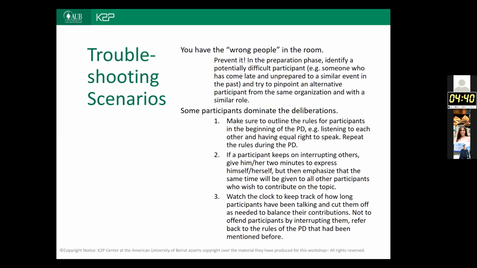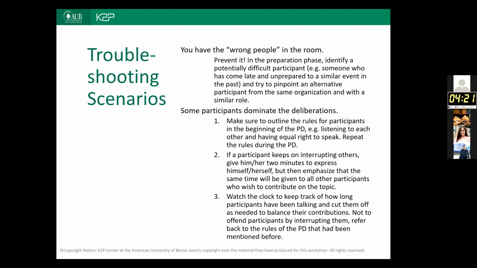Other issues might be that you have the wrong people in the room. Make sure you prevent it by preparing very well ahead of time. Identify the stakeholders that you really need in the policy dialogue by name and by person and by institution. Some participants dominate the deliberation, and this is the main issue. Watch out for those people.